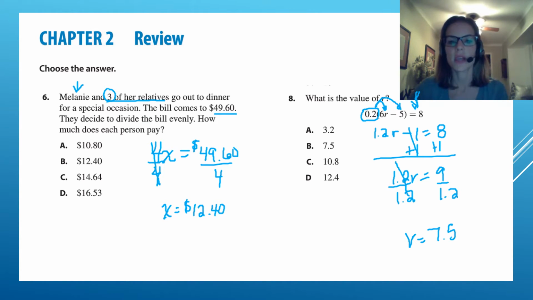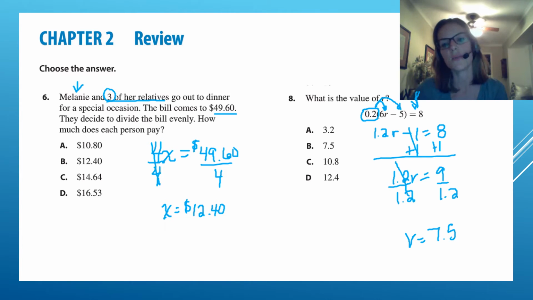Okay, so here on number 8, it says, what is the value for r? But I notice I have a distributor here on the outside that's going to fly into the city and distribute its multiplication powers into the city. It doesn't matter that it's a decimal. It's still a distributor that can fly into the city using its multiplication.